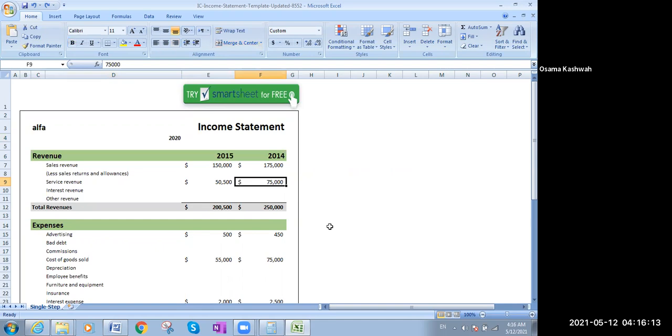Okay, so now it's Alpha and it's an income statement for 2020. Now the sales revenue, let me say here, the sales revenue was $100,000. In 2014, they were $150,000. Now, less sales returns and allowances. I don't have sales returns. I have service revenues. Service revenues were 50,000. I will make it 40,000.